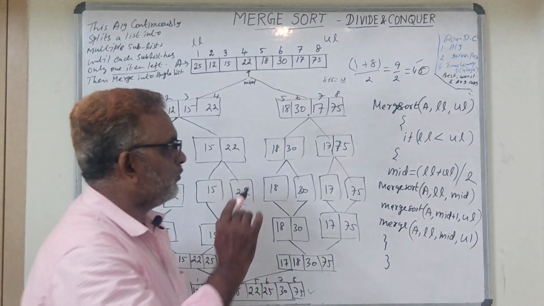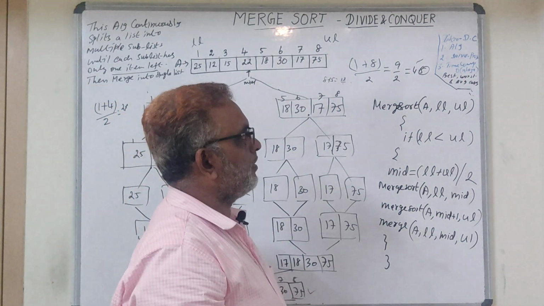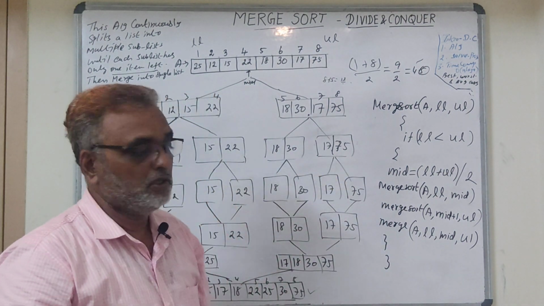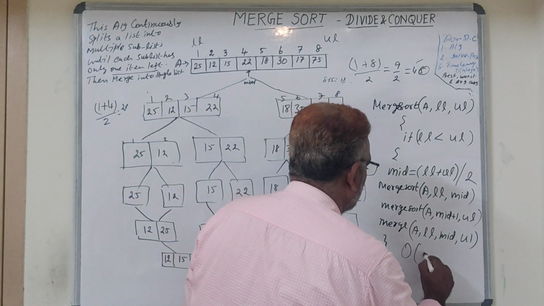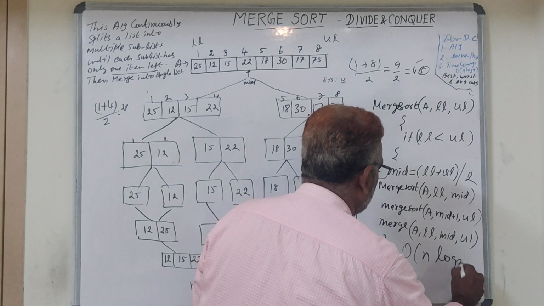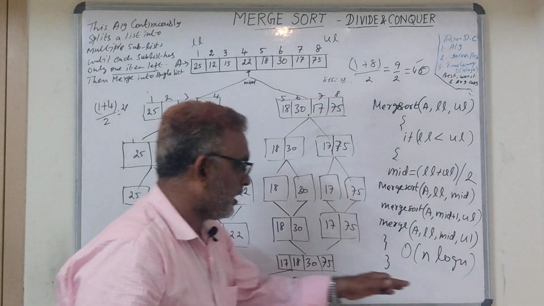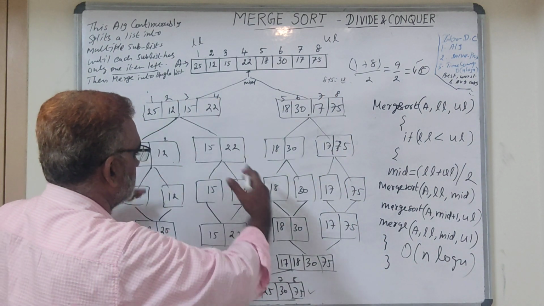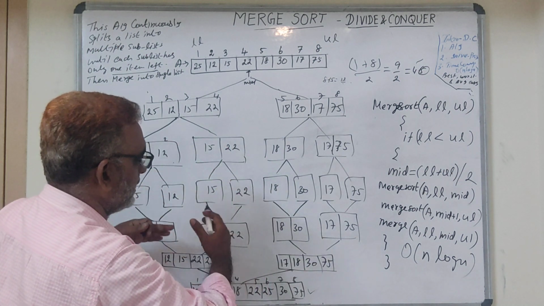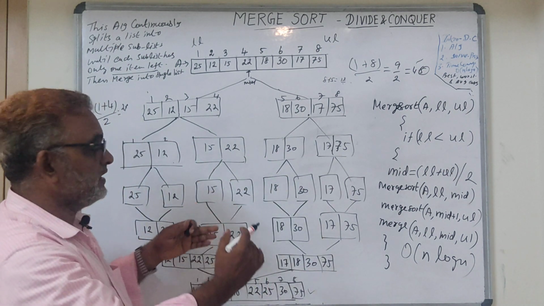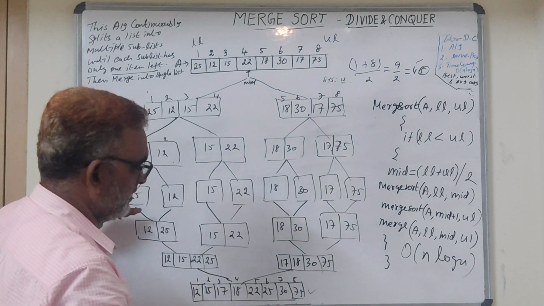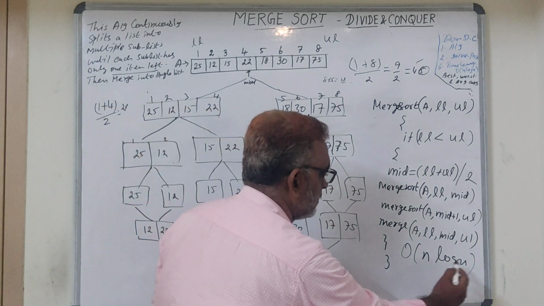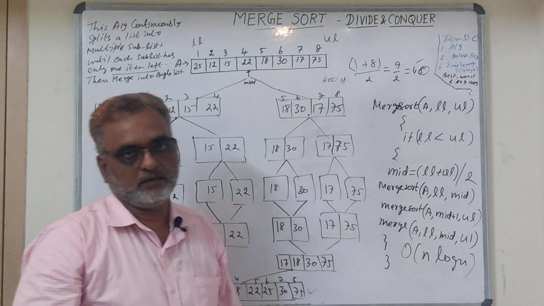Now we are talking about the time complexity of this algorithm. As far as time complexity is concerned, it is order of n log n. Log n is for the upper part, where you are dividing, splitting the list, and finally you are doing the merging for n number of times. So we got this value, n log n.